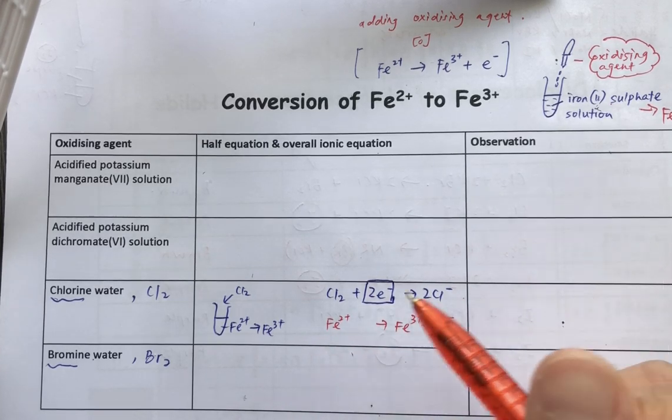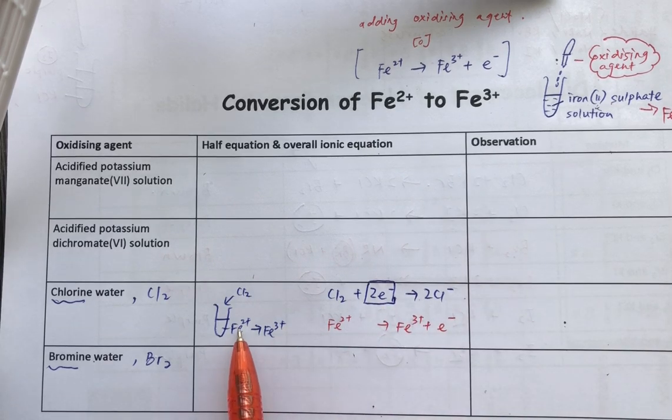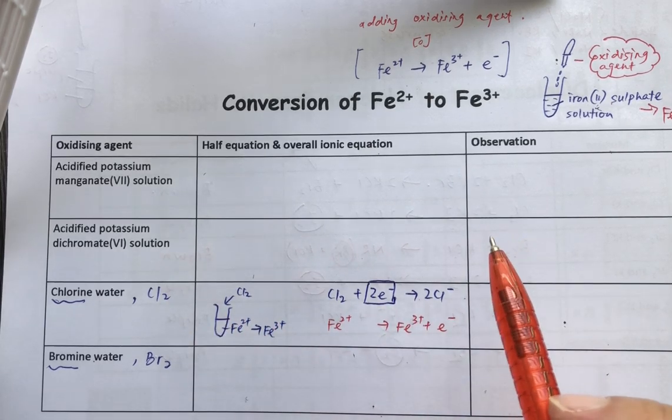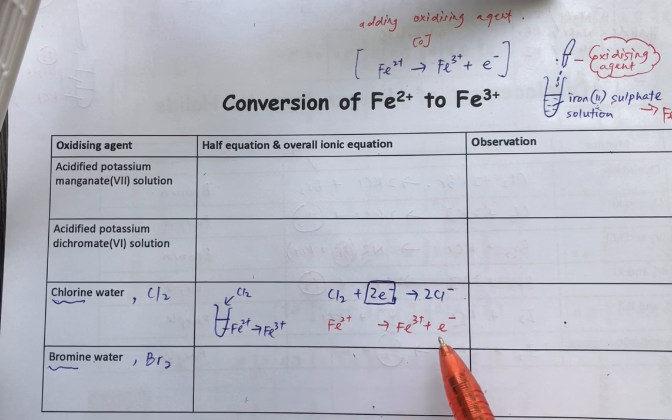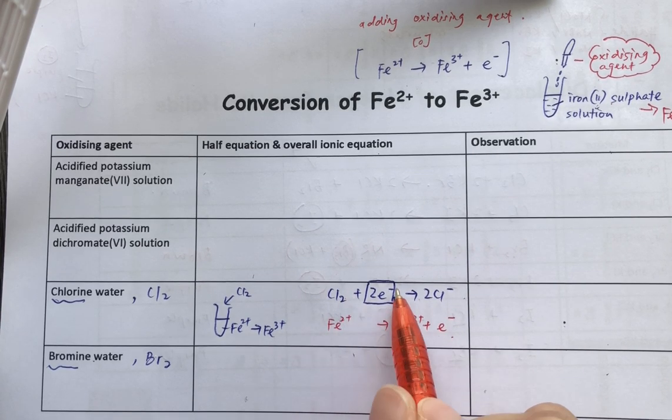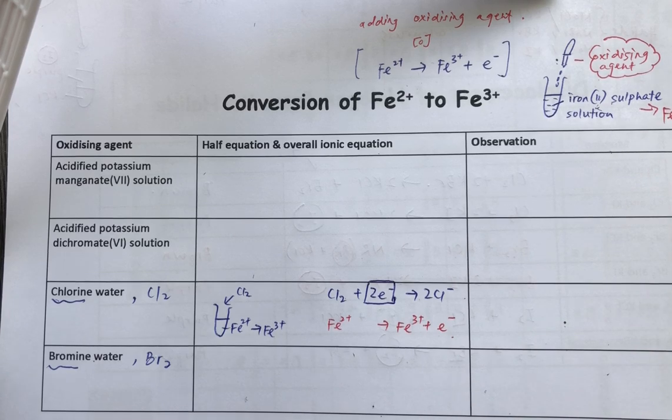So why is it that when I want to convert Fe2+ to Fe3+, I add chlorine? The concept is very simple, because iron 2 will donate electron, and therefore the chlorine will gain the electron. So you get the idea how this works. Converting Fe2+ to Fe3+, you can add chlorine. During the reaction, iron 2 donates electron and the chlorine gains it. So the reaction works, and you are able to convert Fe2+ to Fe3+.